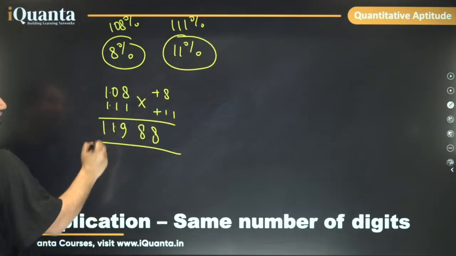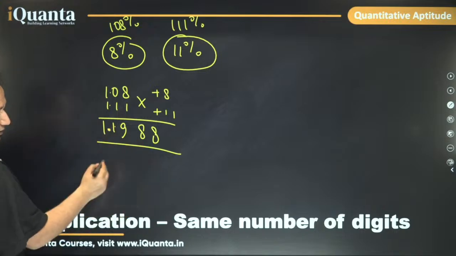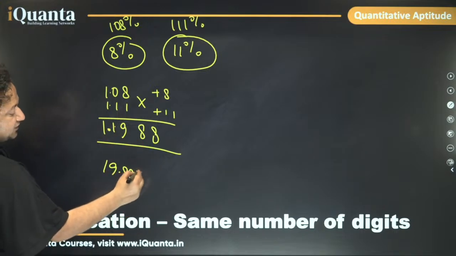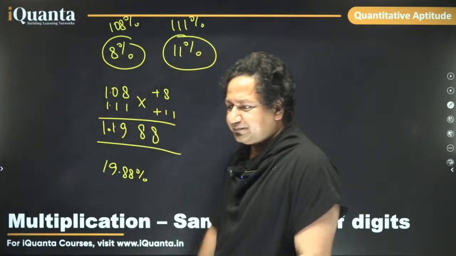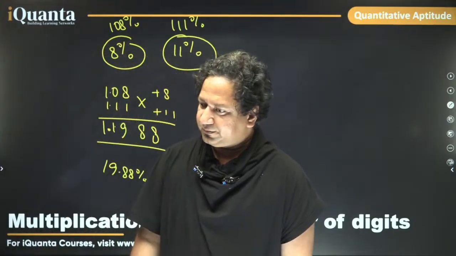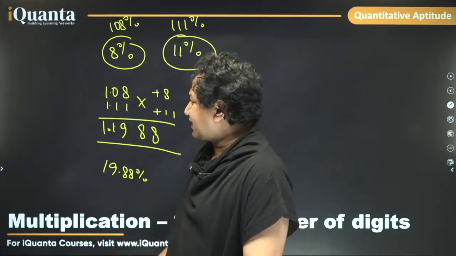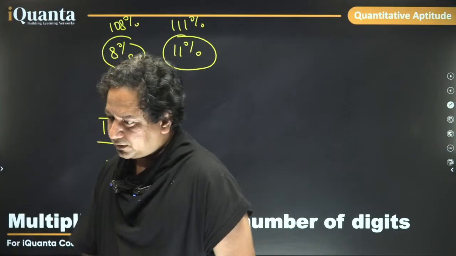Percent है, point यहाँ लग जाएगा. So 1.1988. So the increment is of 19.88%. Is that clear? This is a simple use of what we did today. There can be multiple uses like this, in data interpretation, in quantitative aptitude, and more such cases. All right.